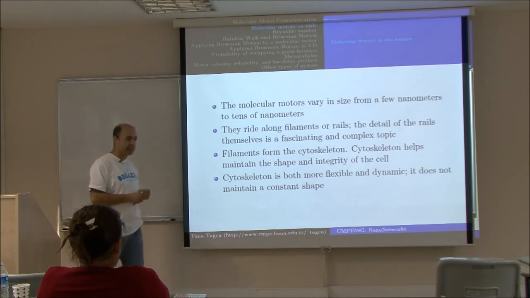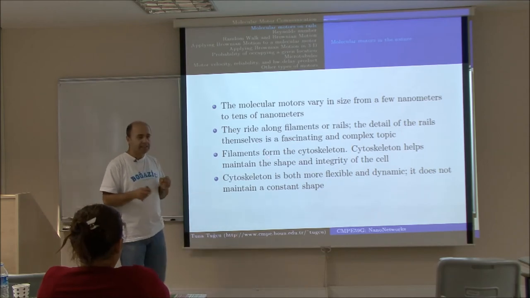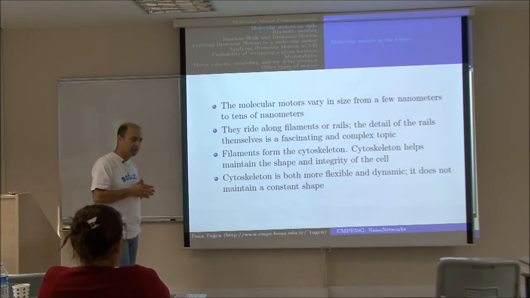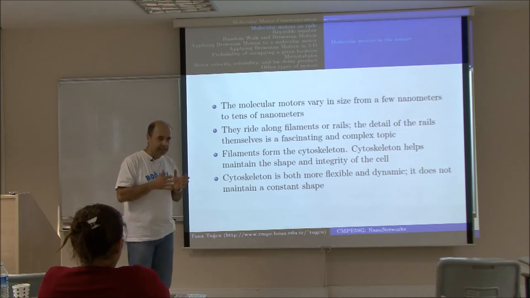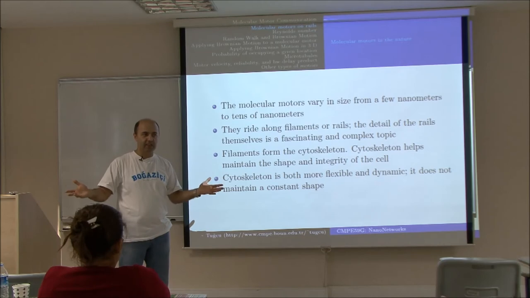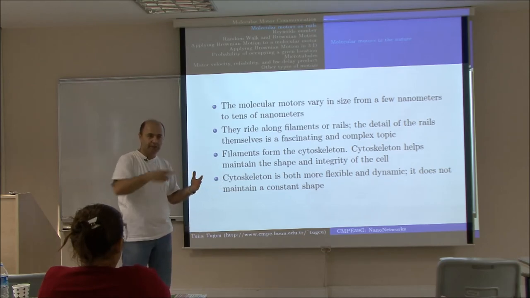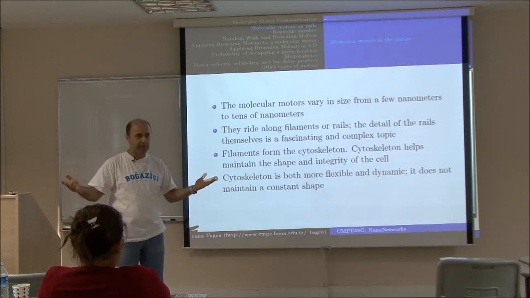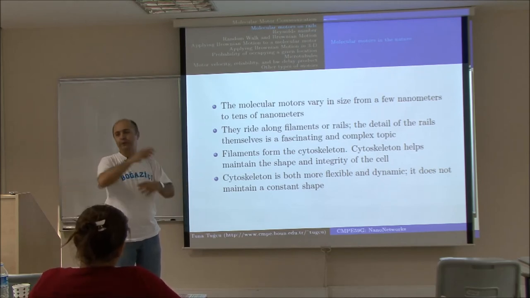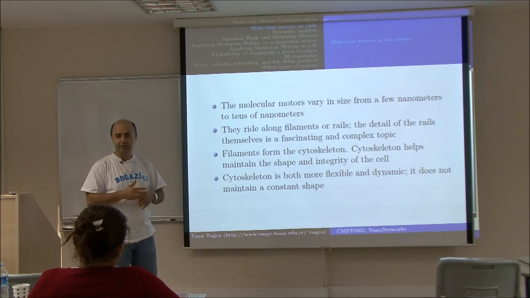These filaments, as we said, form the cytoskeleton. The cytoskeleton serves actually several purposes. One of the purposes is that the cytoskeleton provides the railway system inside the cell over which these motors can walk. So it is forming the paths, the possible paths for the molecular motors. And strange enough, these paths are forming and deforming all the time. So it's not a fixed railway map.